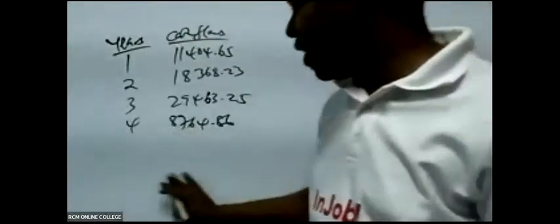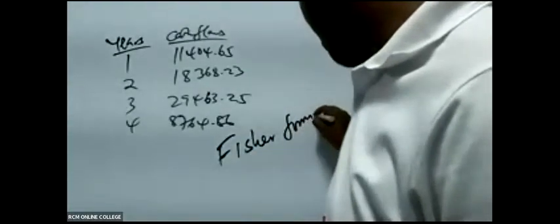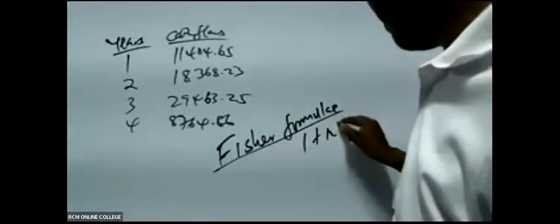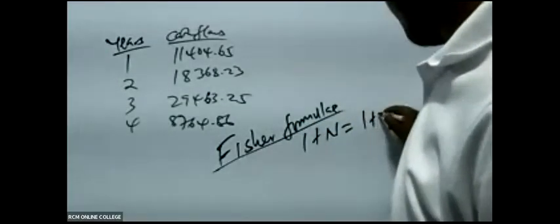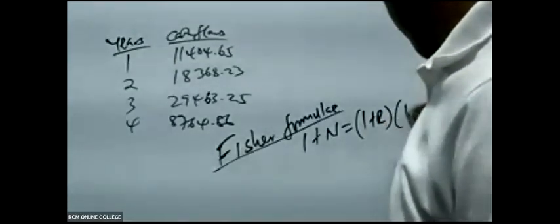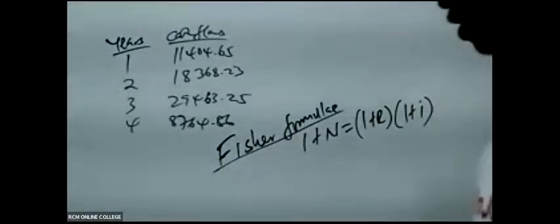It's 12%. But how do you get the nominal rate? Fisher's formula. I taught you about Fisher's formula. Fisher's formula is 1 plus n equals 1 plus r, the real rate, into 1 plus the general inflation rate. Are we together here? So here, we just use the nominal rate.